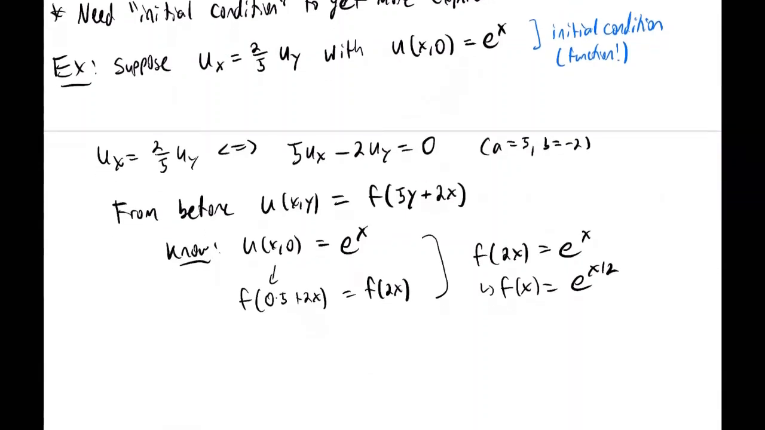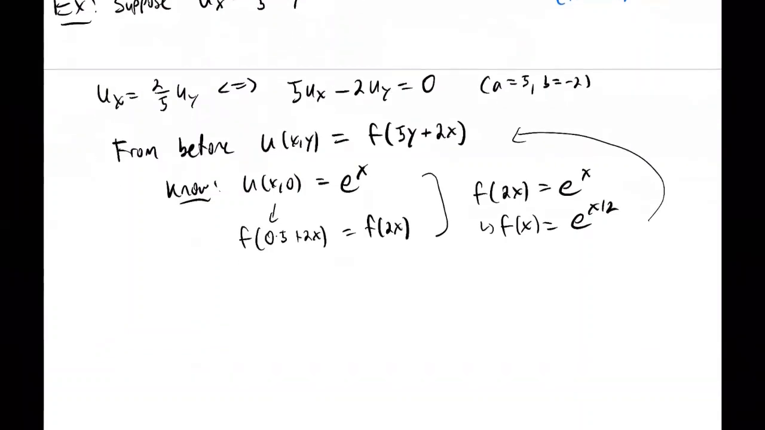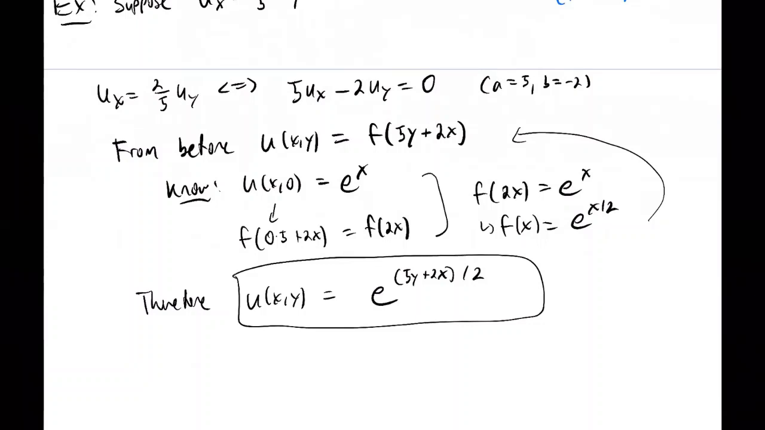Okay, and so, right, we're not just interested in the case when y is equal to 0, we're interested in the general case. But now I know what my function f has to be, so let me just return back to the formula we had originally. Well, if my function is e to the x over 2, this tells me that my u of x, y has to equal e to the input divided by 2, right? And the input in this case is 5y plus 2x, right? And so that's the final solution. Right?